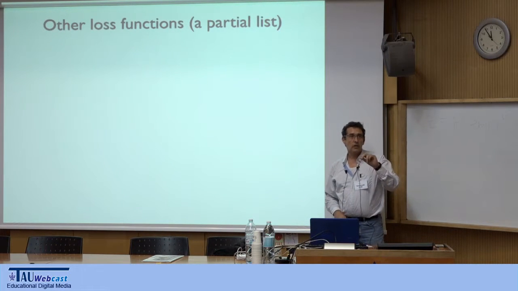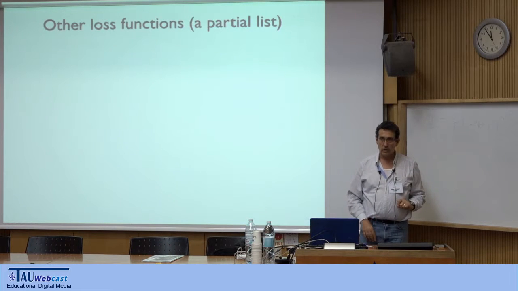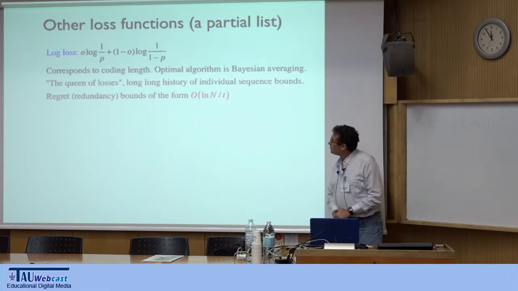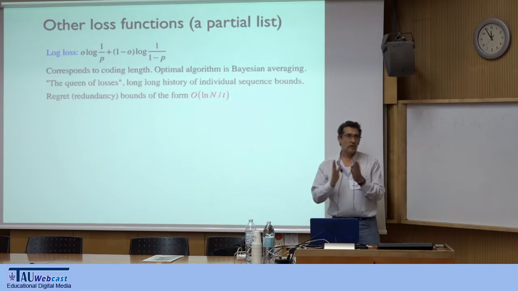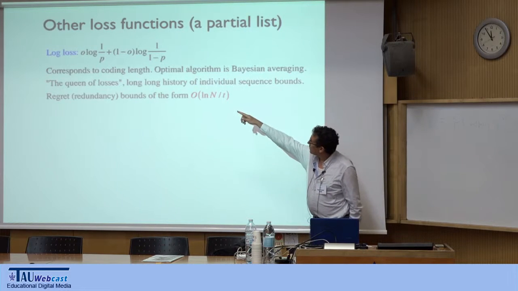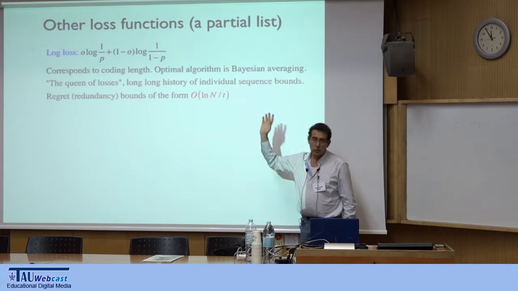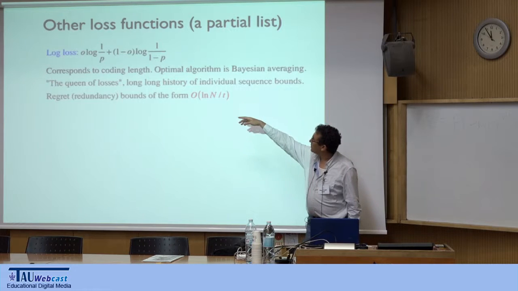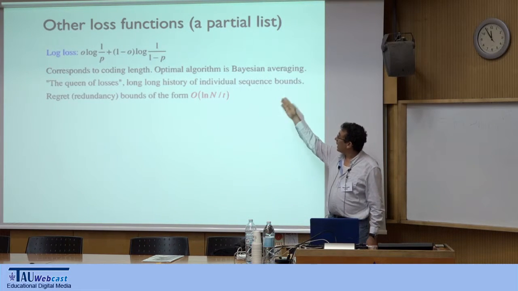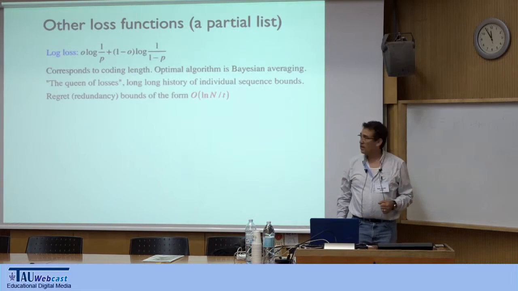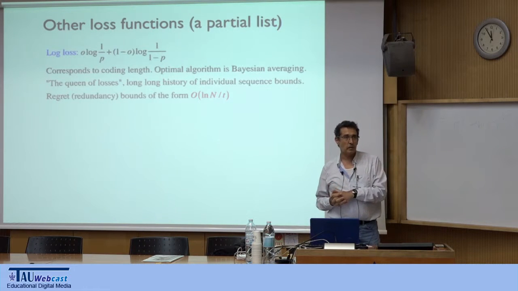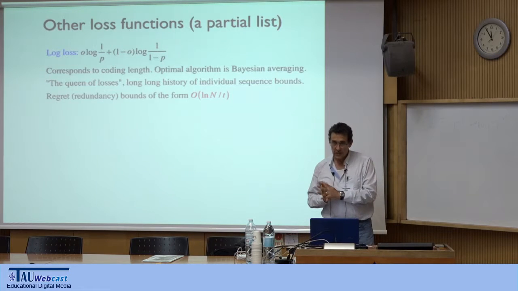It was new in the sense that we were interested in this absolute loss error. But there's a long history of doing bounds of that kind, what's called individual sequence bounds. The first and most famous, I think, is the log loss. So instead of the loss that I talked about, you talk about this entropic loss, and this corresponds to coding length in source coding theory. The optimal algorithm for doing that is basically the Bayes algorithm. There are many, many beautiful things to say about this loss. We consider it the queen of losses.